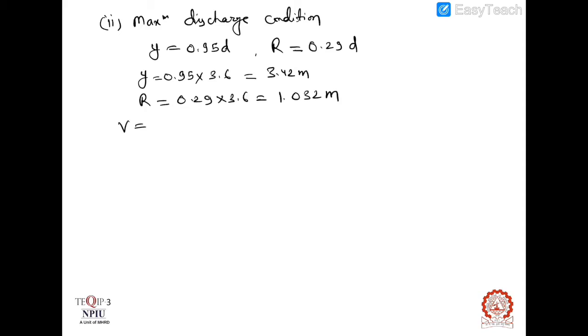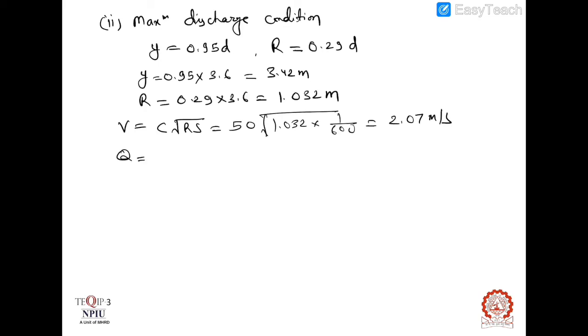We now find the velocity. V is equal to C root over RS, where C is 50, R is 1.032, multiplied by 1 by 600. After solving this, we have the velocity 2.07 meter per second, and to find the discharge, again we have to find the area of flow. Let's find first the area of flow.